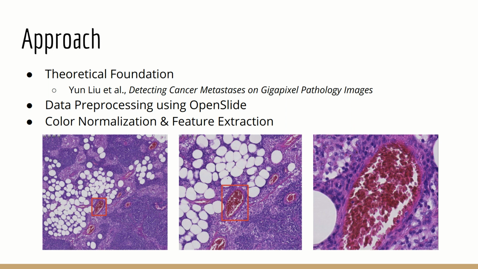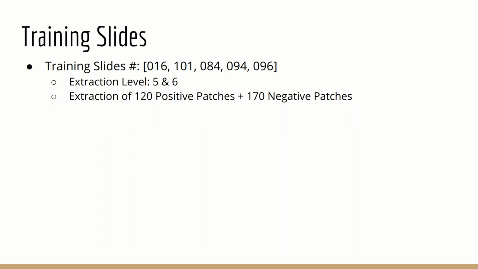We picked our training slides to be the 16th, 101st, 84th, 94th, and 96th. For each of these slides, we extract patches from levels 5 and 6, and in total we have collected 120 positive patches and 170 negative patches. Positive patches means that tumorous tissue appears in the patch, whereas in negative patches there's only healthy tissue. Here are two examples of the training slides we picked.